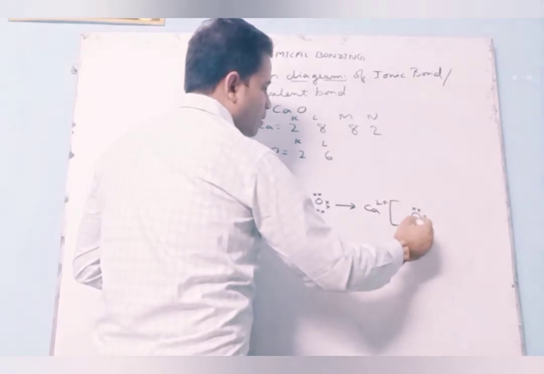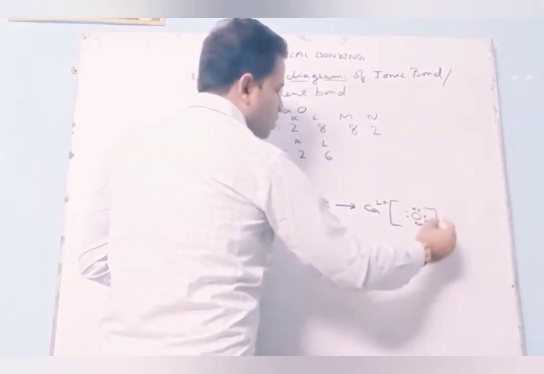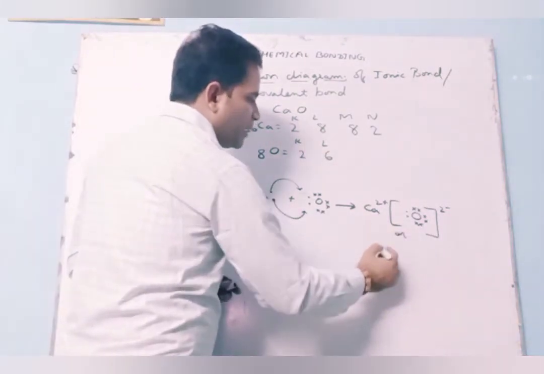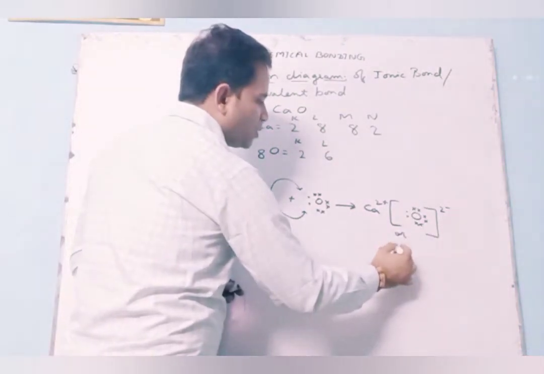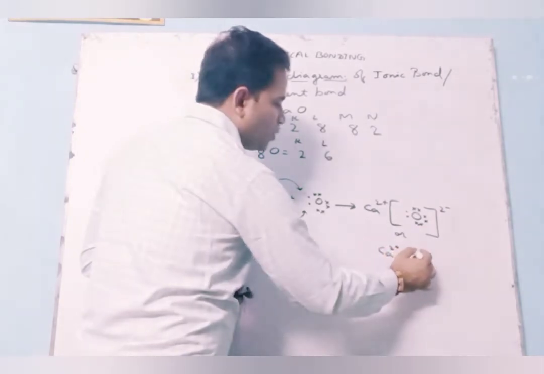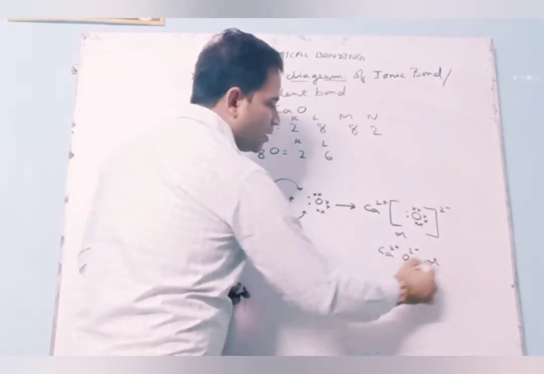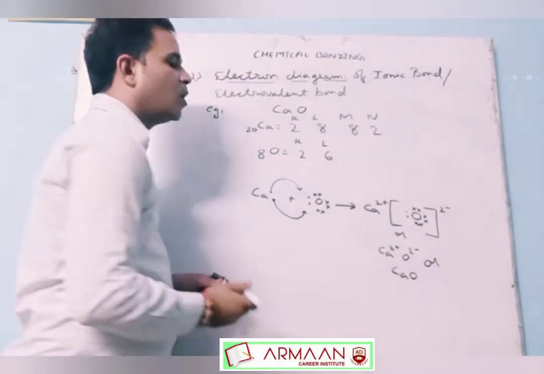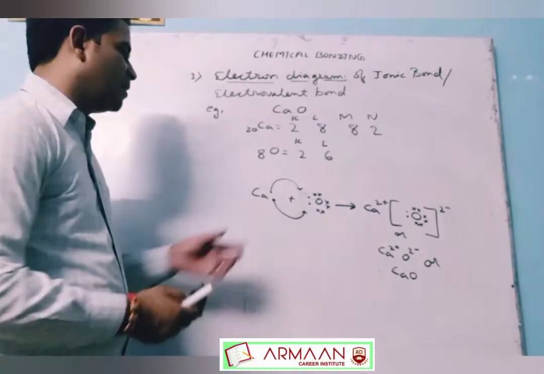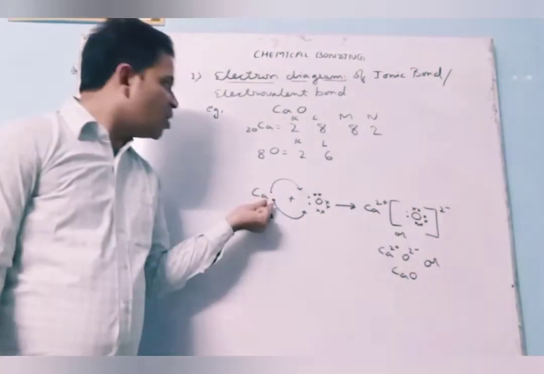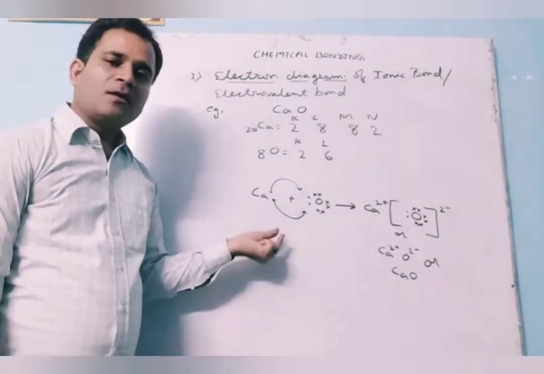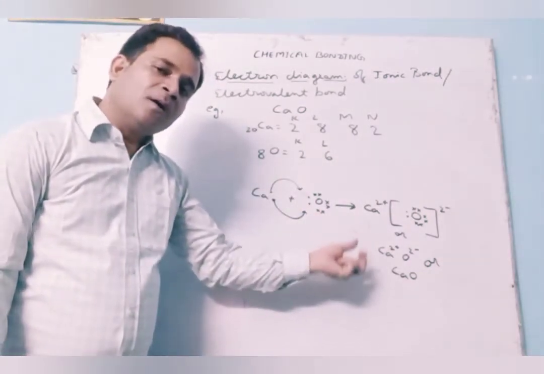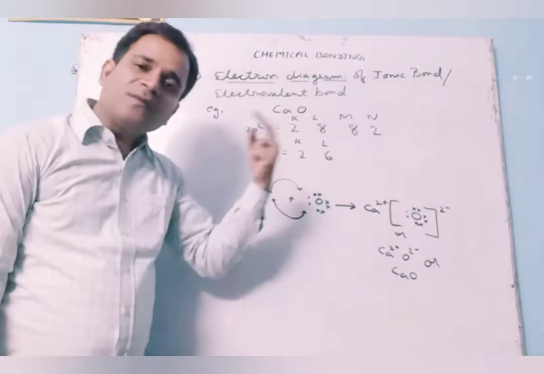Gain 2 electrons. So here, a 2 minus charge, or you write Ca 2 plus or O 2 minus, or you simply say CaO, calcium oxide. So what you see here, the electrons present in the valence shell of a calcium atom, they lose their 2 electrons, while the oxygen gains the 2 electrons.